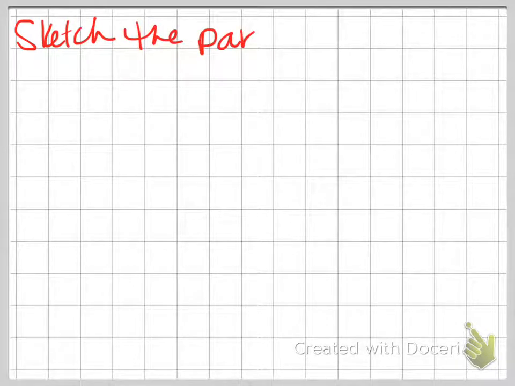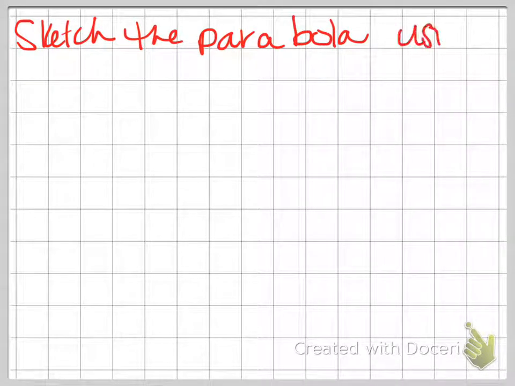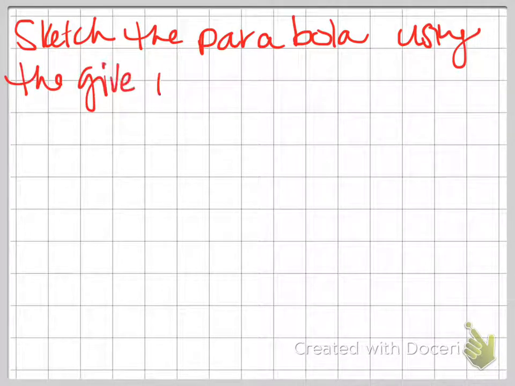So the next part that I have, the directions say, sketch the parabola using the given information. I'm having a little technical difficulties. Okay. So I just wrote given information.